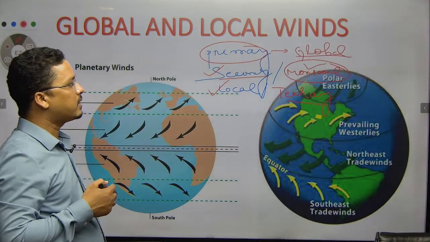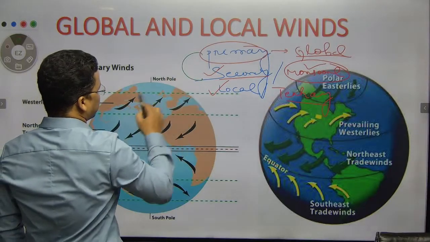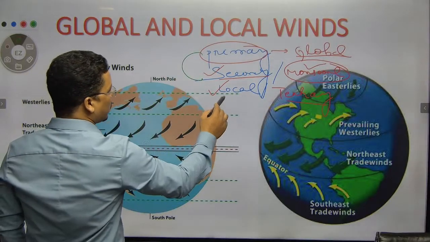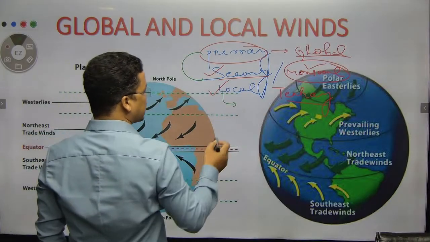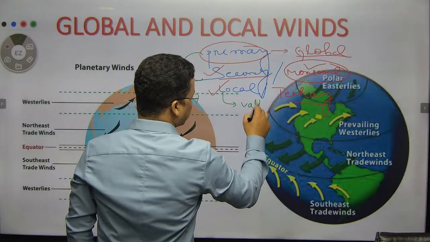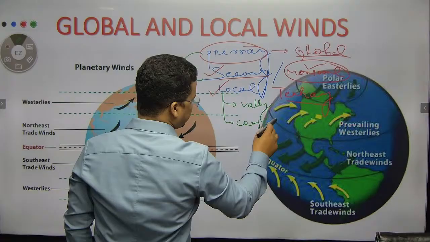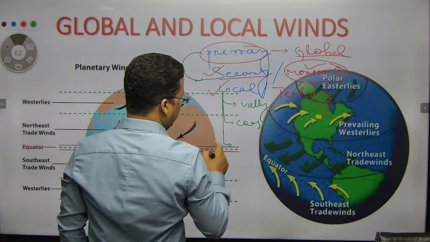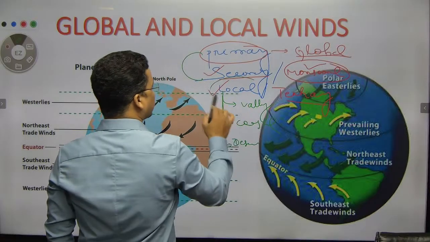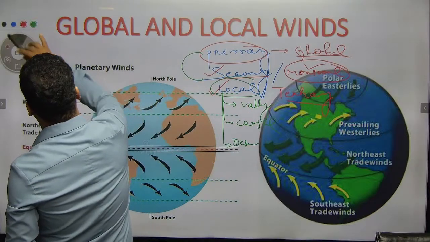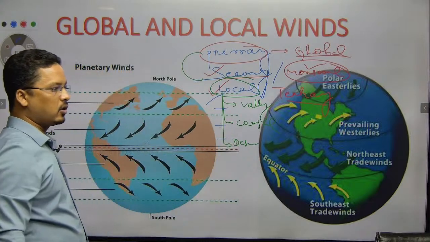But the secondary wind originates due to the modification of the primary winds, right? Then local wind would be sea breeze, land breeze, that means in the valley region and the mountain region, in the coastal region, in the desert region. So the local winds would be in different places, of different types. So these would be local winds.